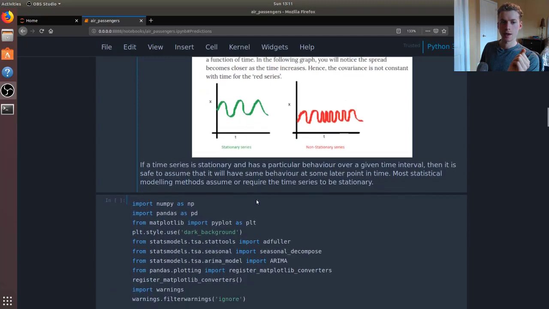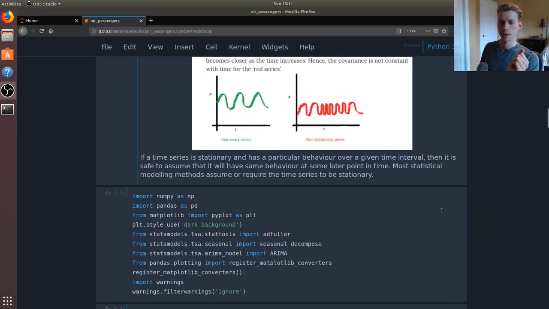And the reason why we want it to be stationary is because it allows us to assume that past behavior will predict current behavior. Right? All of our historical statistical predictions or whatever else are based on the assumption that knowing what happened in the past gives us a better idea of what will happen in the future.